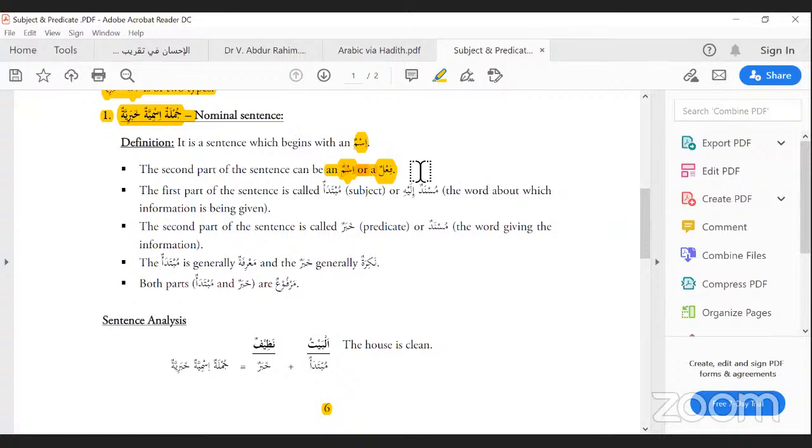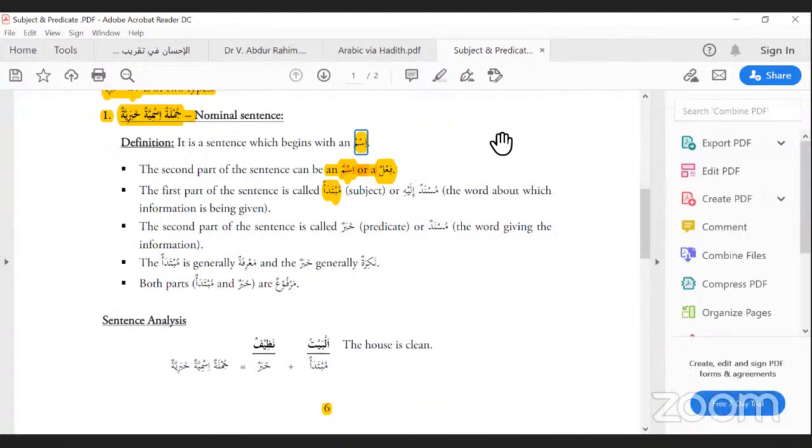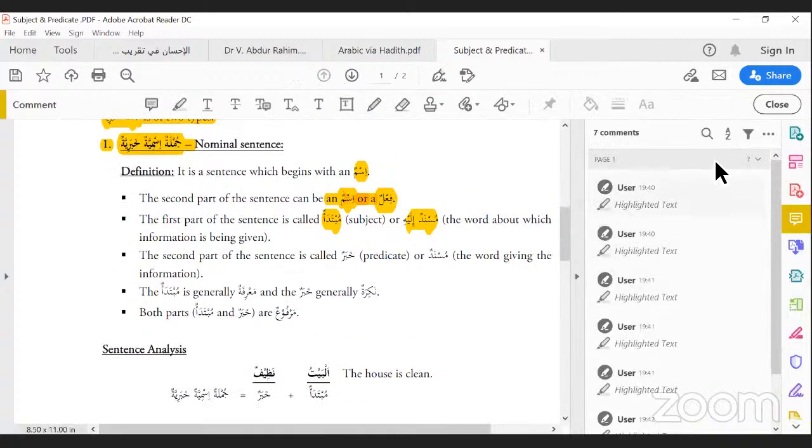Yes. Then we have the first part of the sentence. It's called mubtada, the subject. So we have done that before, and we've named it. So that's named mubtada, or in Arabic we call it musnad ilay. So that's the other name which is given, musnad ilay, the word about which information is given. Is that clear so far?